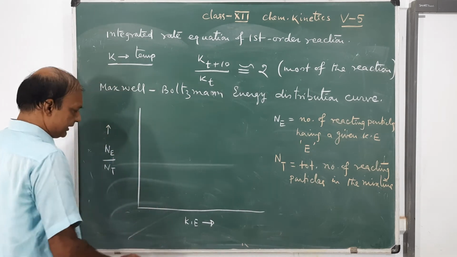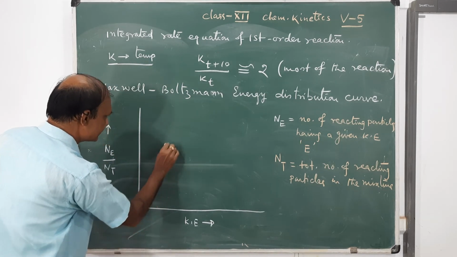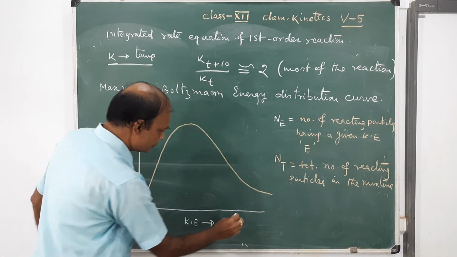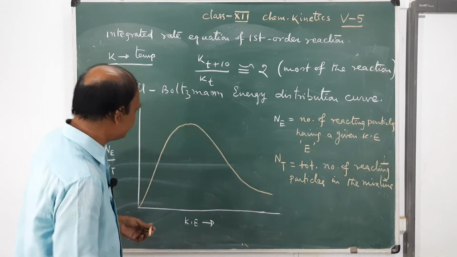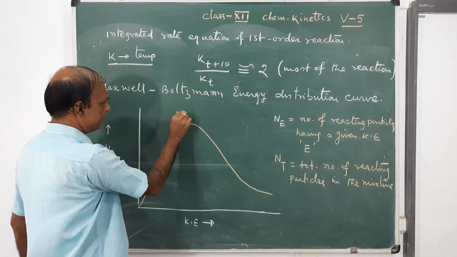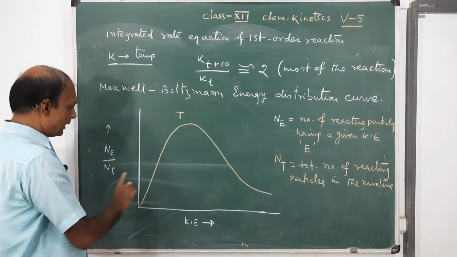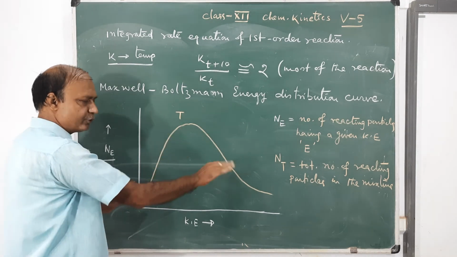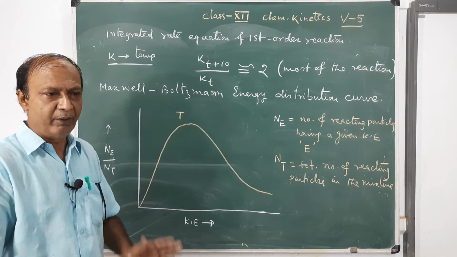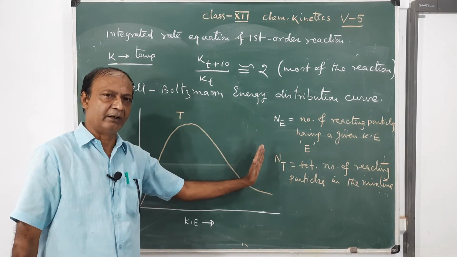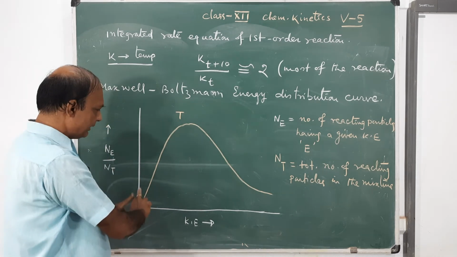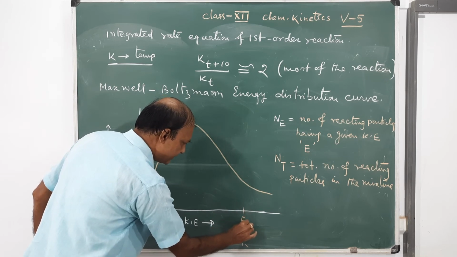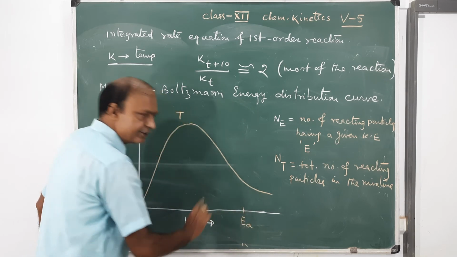Now this graph looks like this. This is the graph drawn at temperature, suppose, T. Now when we increase the temperature by 10 degrees centigrade, the distribution curve will be flattened and shifted to the right. It is experimentally found. Now see, this is the kinetic energy, and here is the energy of activation.